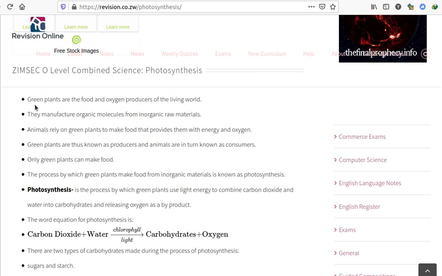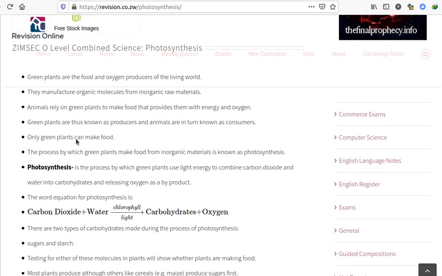So our first statement that we have is that green plants are the food and oxygen producers of the living world, right? We get food and we get oxygen from green plants, right? That's our first point. And we are saying that they manufacture organic molecules from inorganic raw materials. We are saying that plants are taking something that is inorganic to produce something that is organic. They are taking some inputs that are inorganic to produce something that is organic, which is food and oxygen, right?